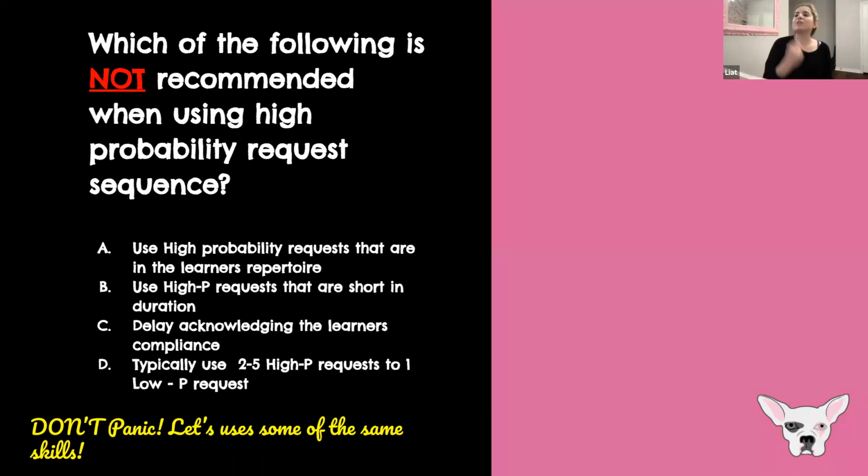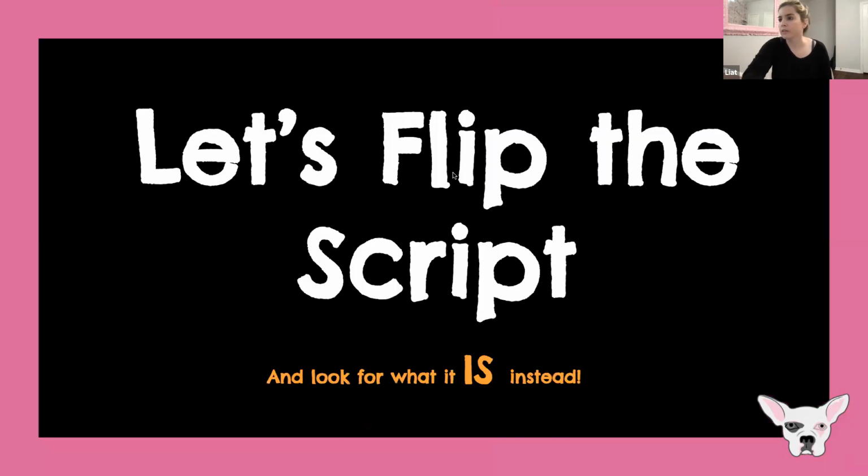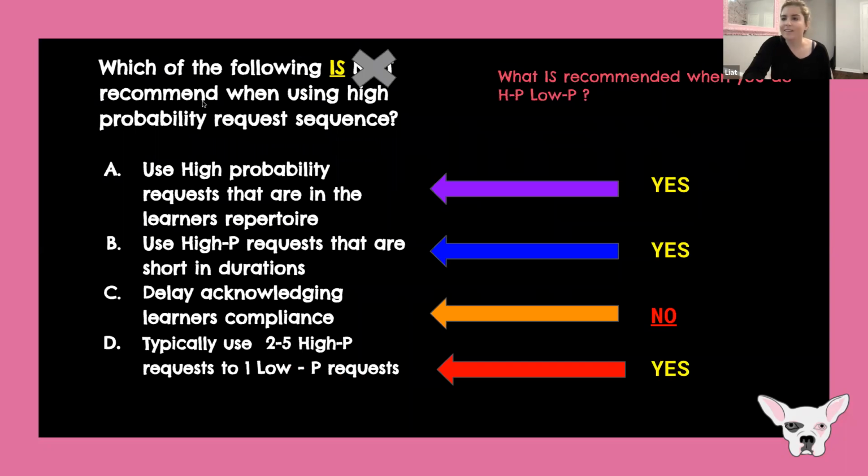So, which of the following is not recommended when using high probability request sequence? Everyone, relax. We're going to use some of the skills. Let's flip the script. This is also an opportunity to use your whiteboard on the test. If you don't know what that is, that's your white laminated piece of paper you're allowed to jot on. You could flip the script to what is. So, which of the following is recommended when using high probability request sequence?